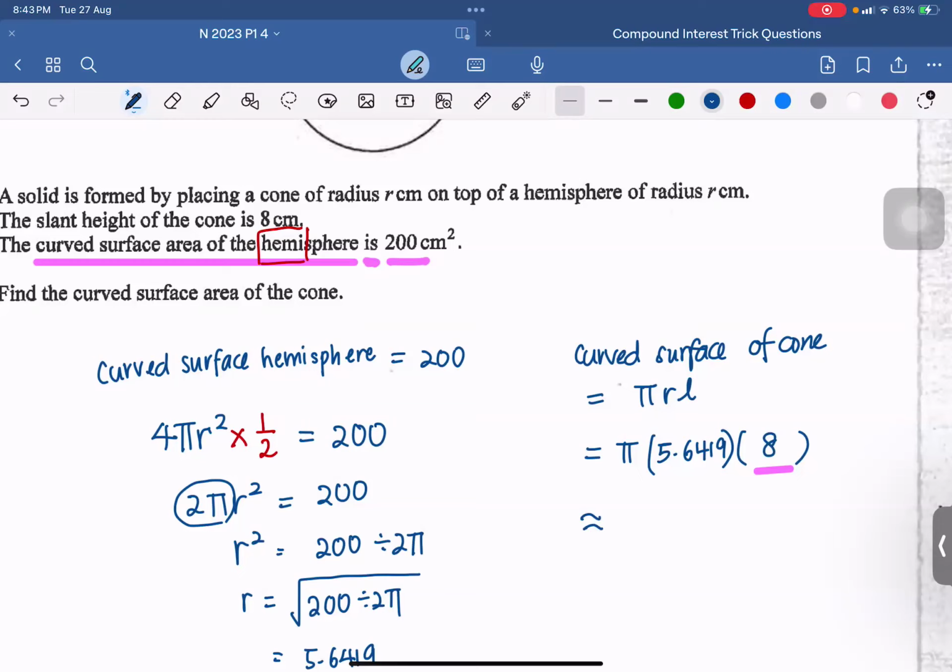And I got my answer, 141.796. Round it off, 142 cm square, 3 SF. Is this okay?